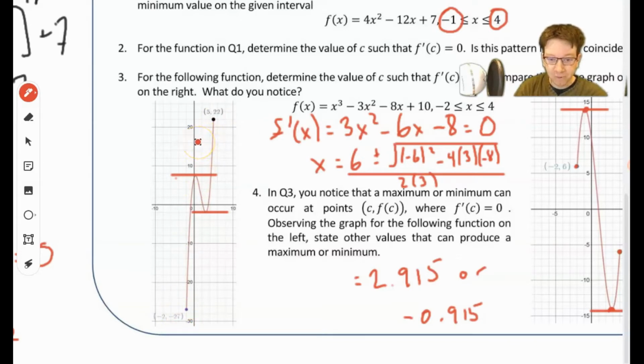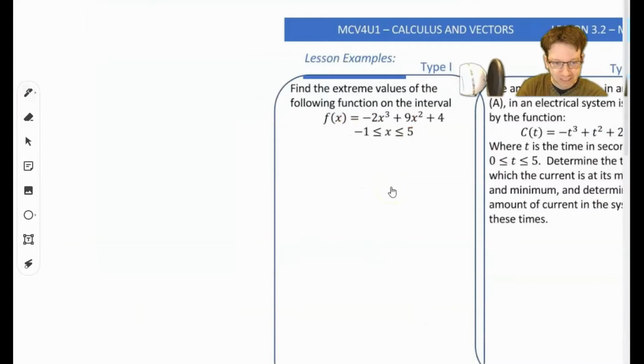Okay, so to figure out what the absolute maxima or minima are, let's do an example problem. All right, so our first example is find the extreme values, so the absolute maxima and minima, for this function on this interval. Let's start by finding the derivative and seeing where we have tangents with a slope of 0. So f prime of x will be minus 6x squared plus 18x.